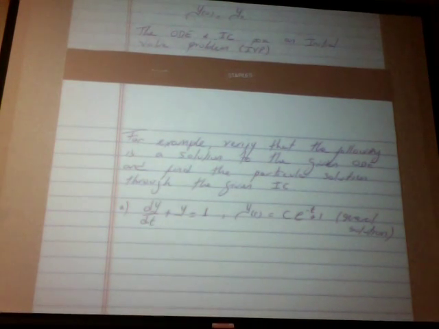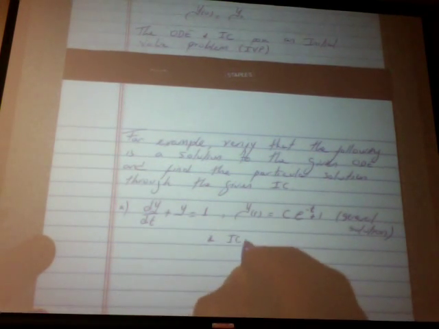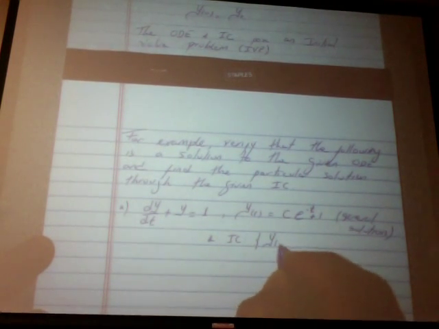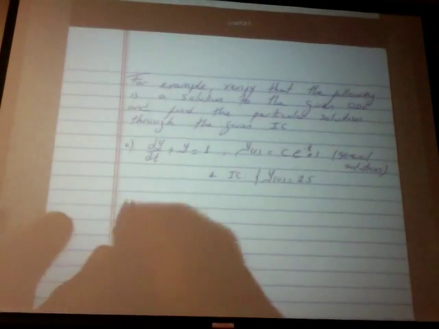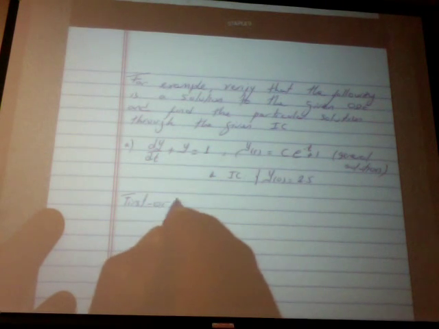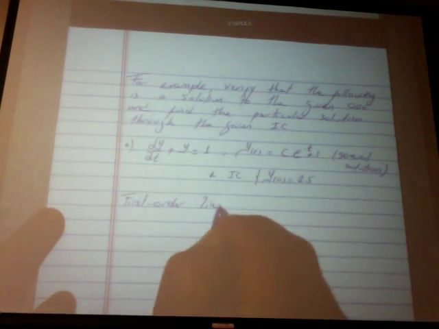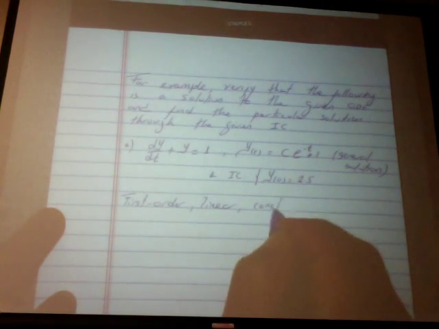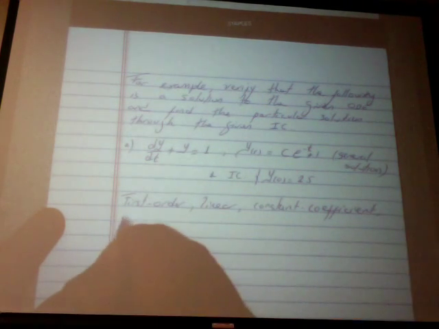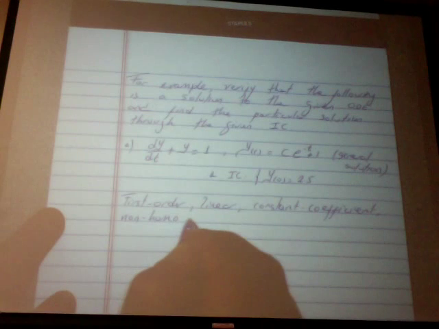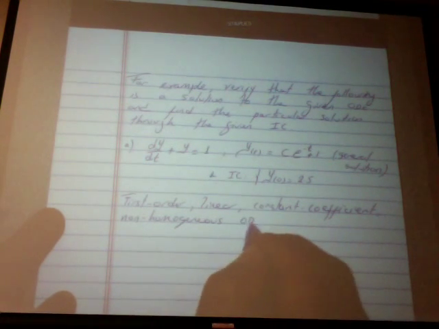Now when we combine the general solution with an initial condition, y0 is equal to 2.5, then that would lead to a particular solution. A particular solution is the unique solution for the problem. So this is a first order, linear, constant coefficient, non-homogeneous ODE.